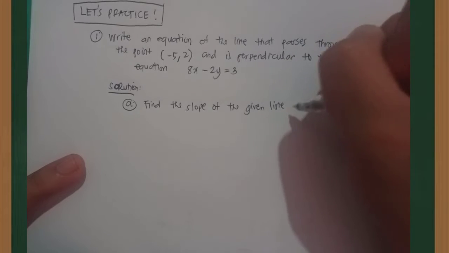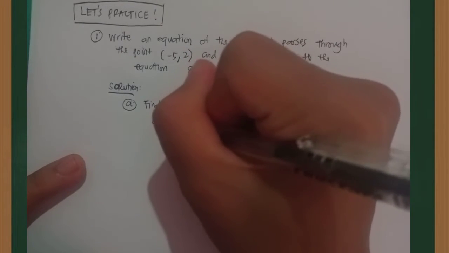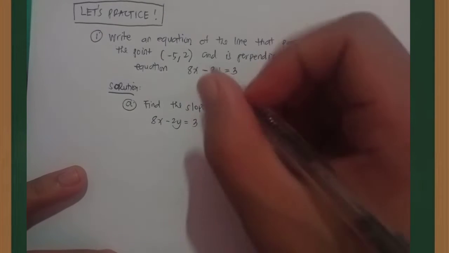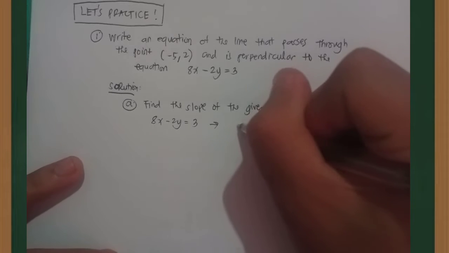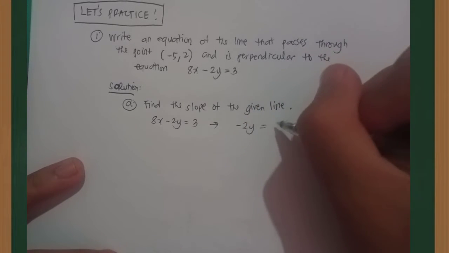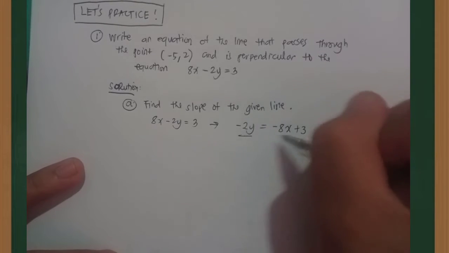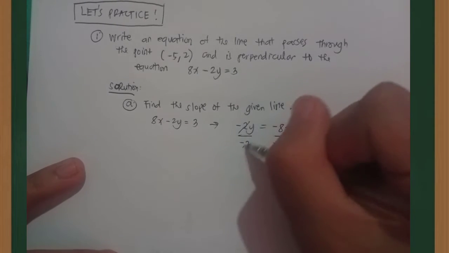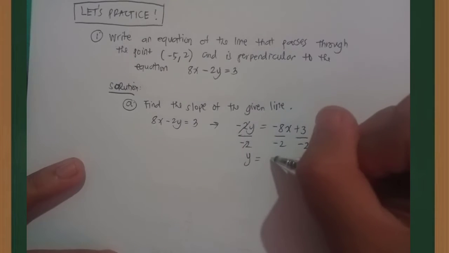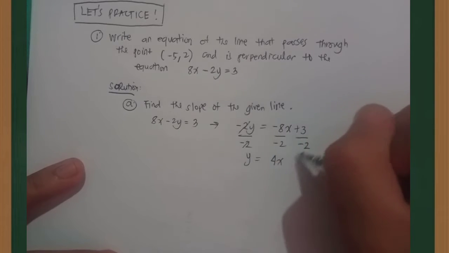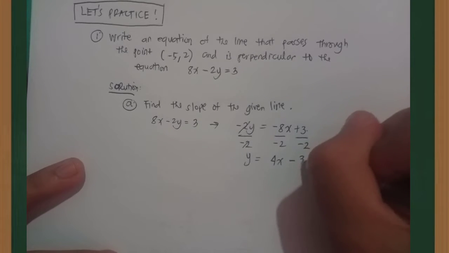Okay, we need to find the slope of the given line. The given line is 8x minus 2y equals 3. To solve for its slope, we first have negative 2y equals negative 8x plus 3. Then we divide both sides by negative 2. Cancel the negative 2: y equals negative 8 divided by negative 2, the answer is positive 4, so 4x. Positive 3 divided by negative 2 is negative 3 over 2.